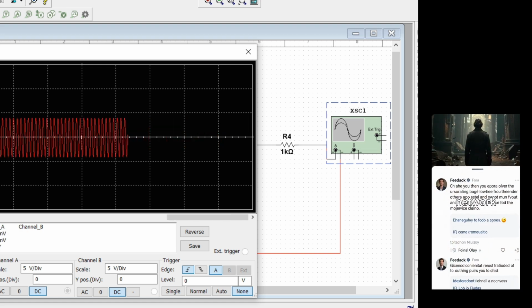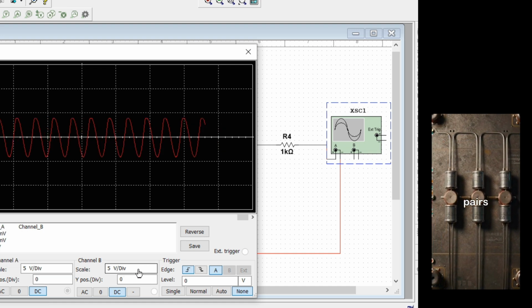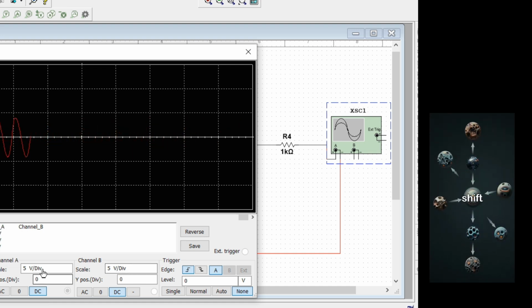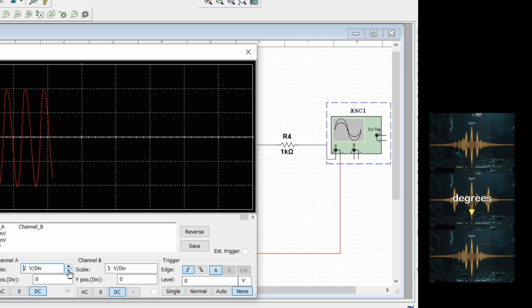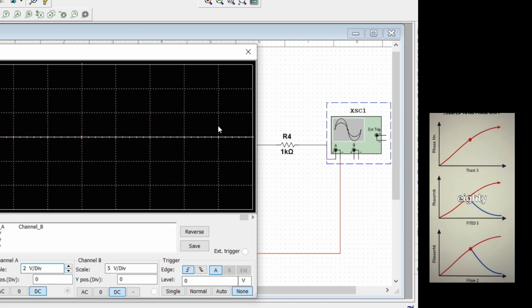Now let us understand the feedback network. The feedback network is made using three identical resistor and capacitor pairs. Each pair produces a phase shift. Each stage shifts the signal by about 60 degrees. Together, all three stages produce a total phase shift of 180 degrees.